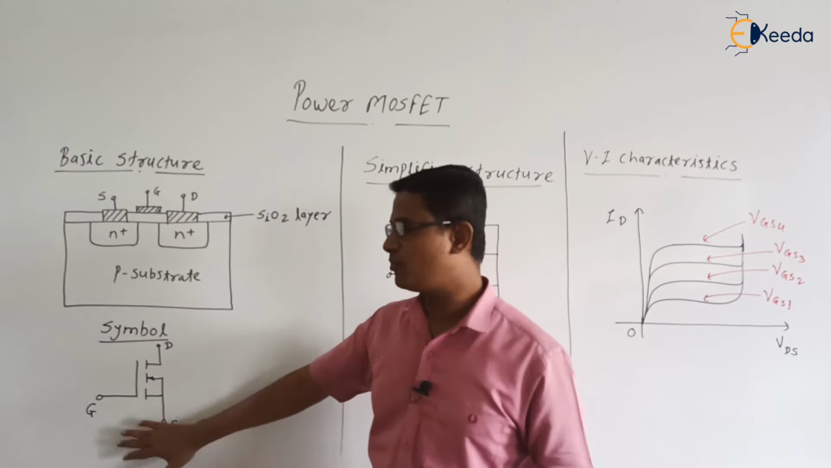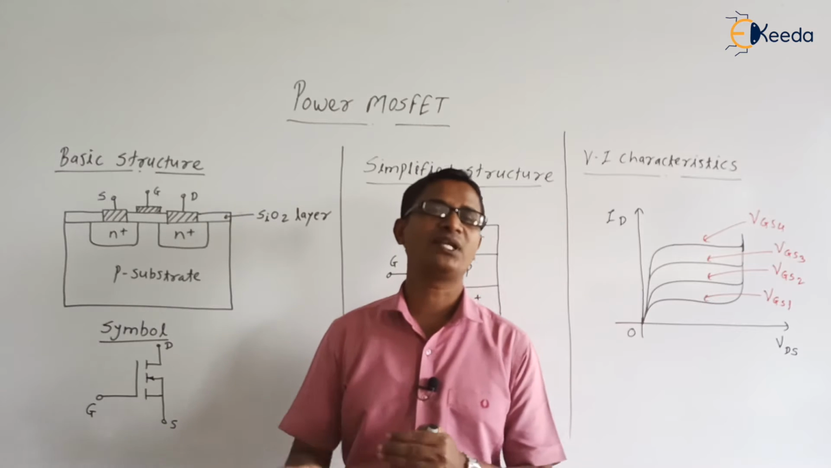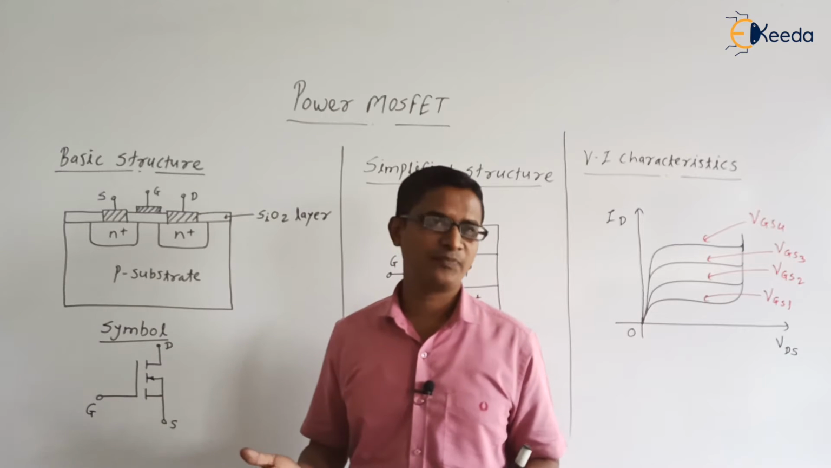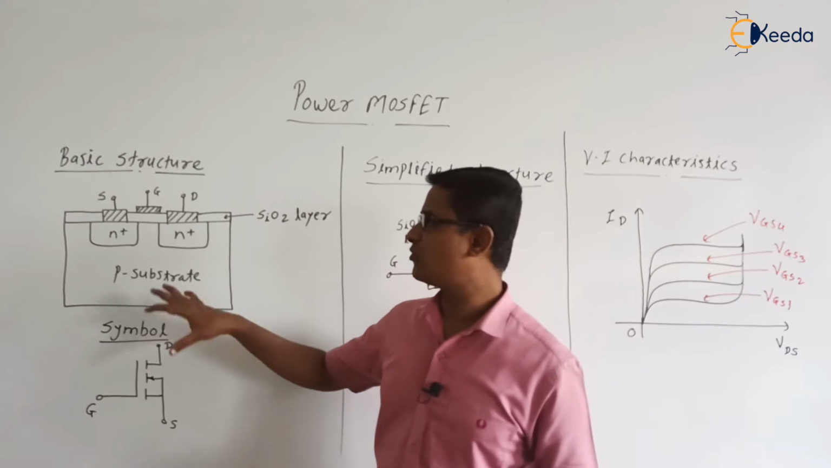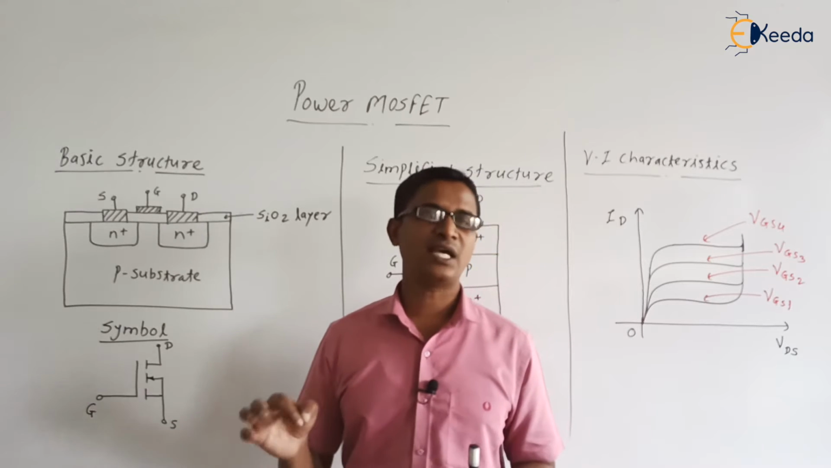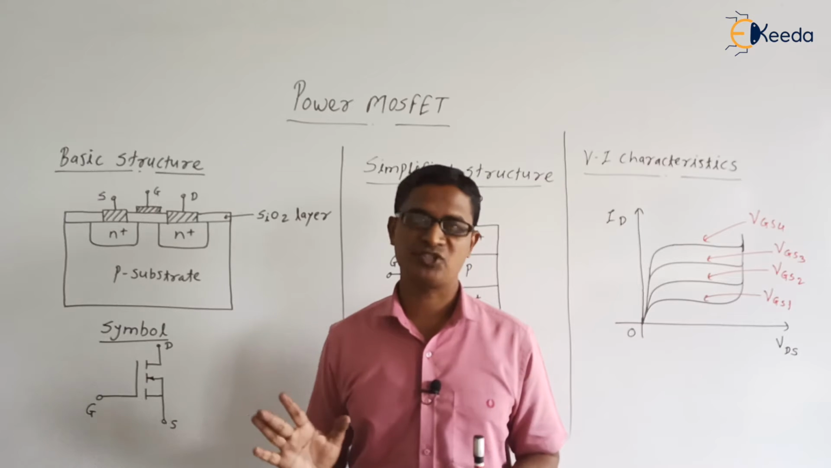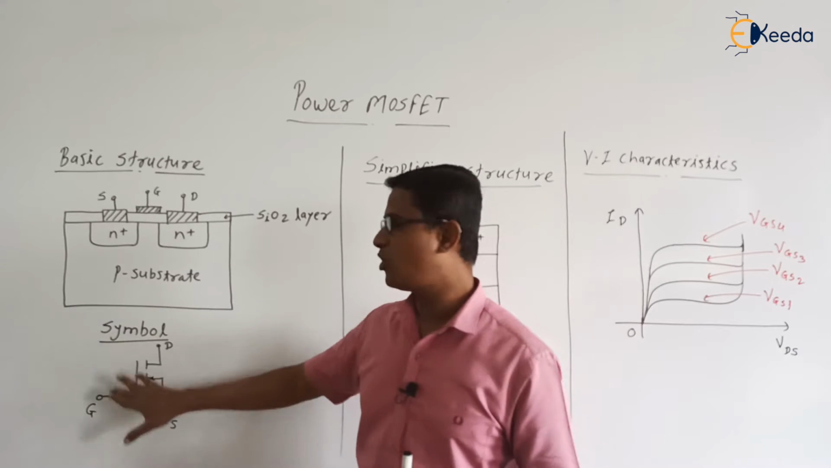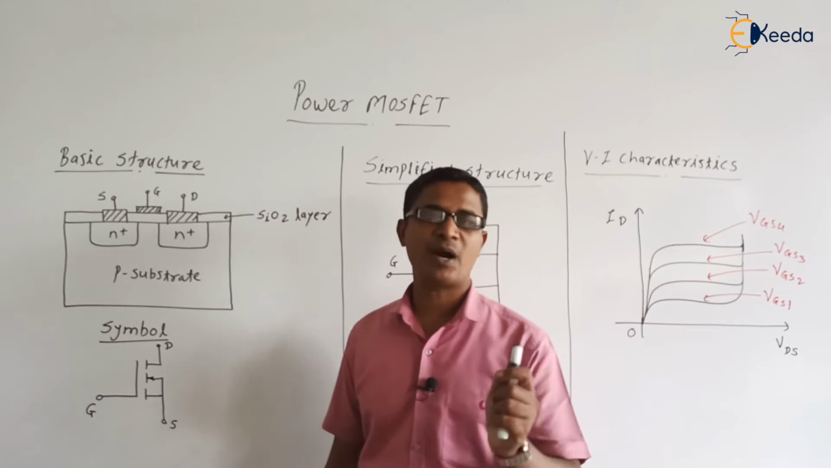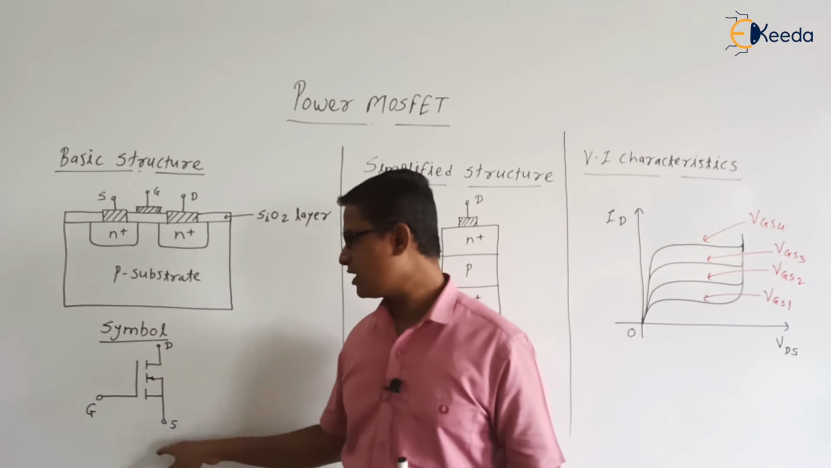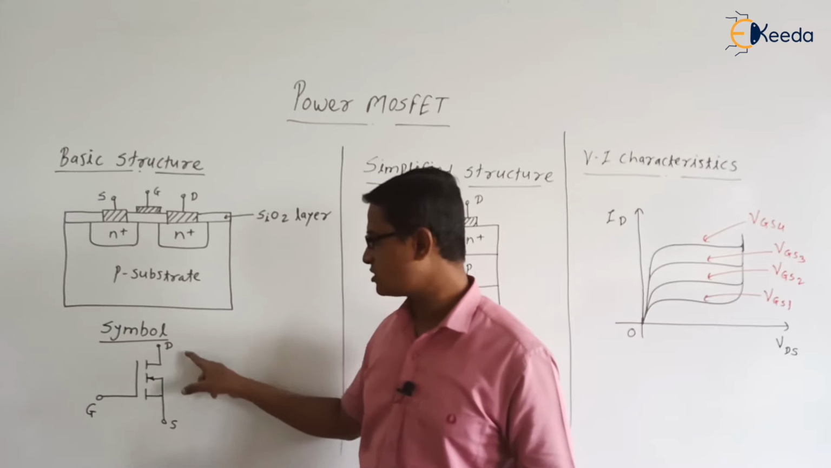Next, the symbol of the MOSFET. In the MOSFET we have the depletion type and the enhancement type. In the enhancement type, again there are n channel, p channel, and so on. But here we are considering the n channel enhancement type power MOSFET. This is the symbol of the n channel enhancement type power MOSFET. It has three terminals: gate, source and drain.